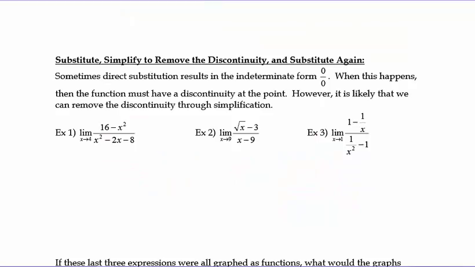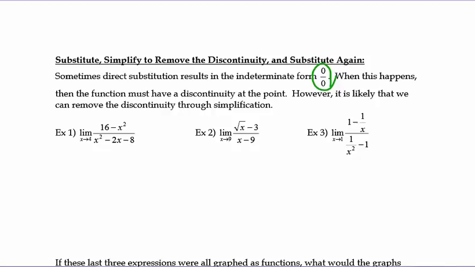Next, we have, let's see, substitute, simplify to remove the discontinuity, and substitute again. Okay, what does that mean? Sometimes direct substitution results in an indeterminate form 0 over 0. When this happens, then the function must have a discontinuity at the point because I've got a 0 on the bottom. However, it's likely that we can remove the discontinuity through simplification. So, long story short, what this paragraph says is if you do direct substitution and get 0 over 0, that's a really good indication that maybe you can cancel those zeros out and evaluate the limit anyway.